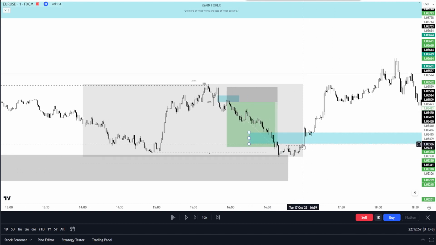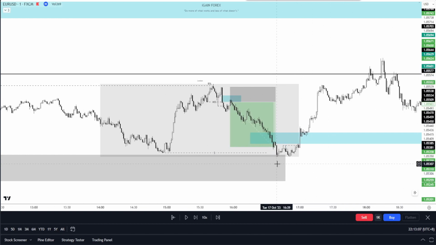So we have here another entry supposed to be, but I did not take this trade since the London kill zone is about to end. That's my trading plan also, to not take the trade if the London kill zone or the kill zone session is about to end.